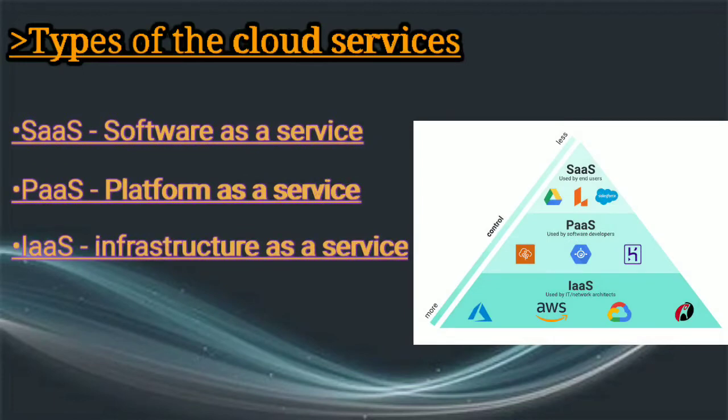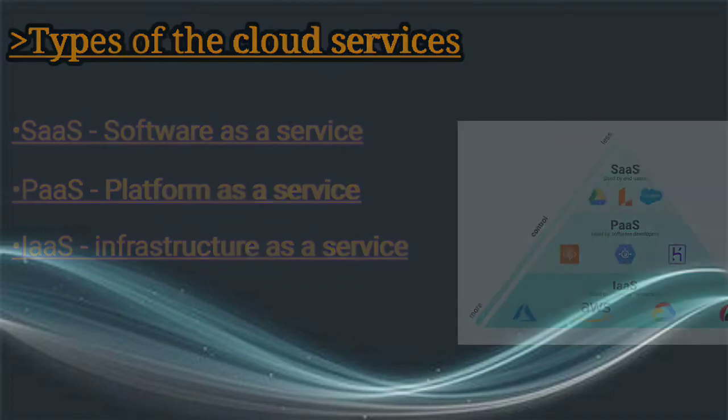Now let's talk about types of cloud services. First of all, SaaS, software as a service. Second one is PaaS, platform as a service, and third one is IaaS, that is infrastructure as a service.